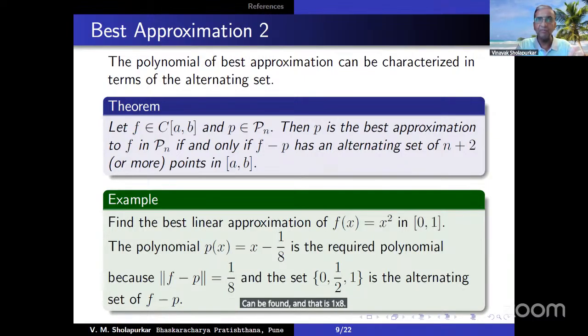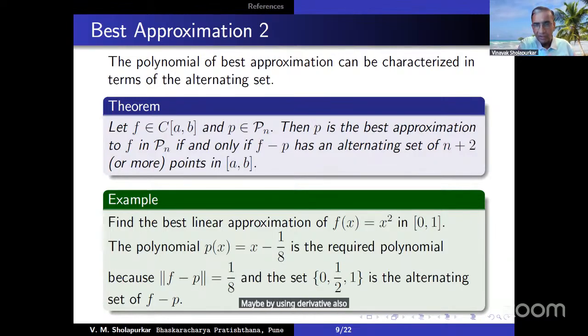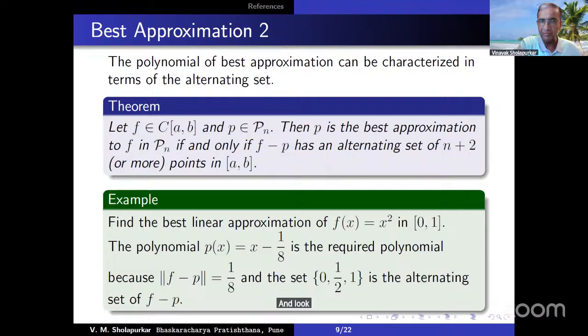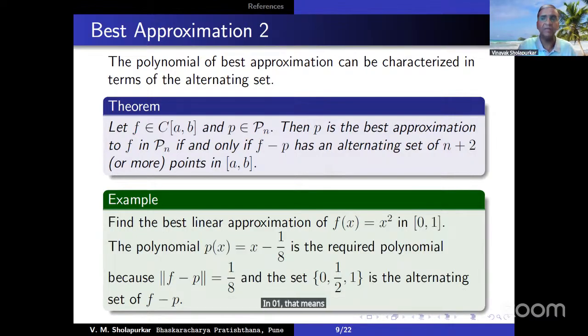You can find the supremum of a polynomial over the interval, maybe by using the derivative also. So this linear polynomial has an alternating set containing 3 points. And look at the theorem now. If f minus p has an alternating set of n plus 2 or more points, then p is the polynomial of best approximation. And conversely, of course. So here x minus 1 by 8 is linear and has 3 points, which form an alternating set in [0, 1]. That means this is the polynomial of best approximation in the interval [0, 1].